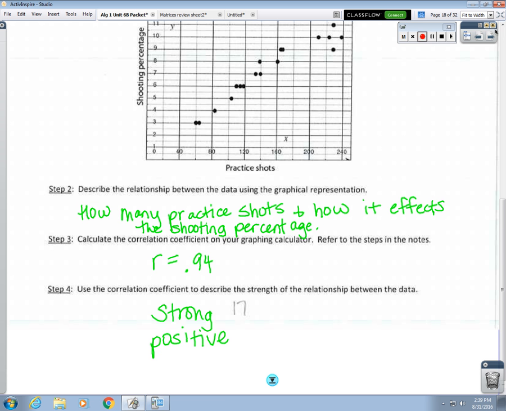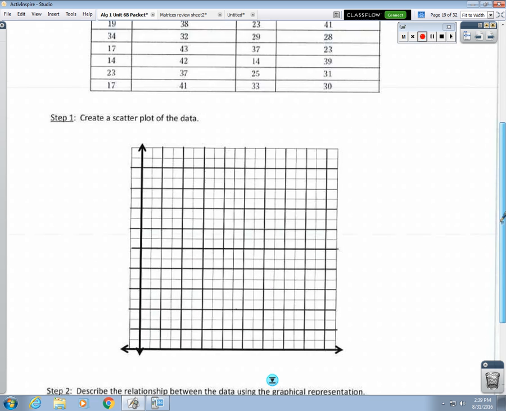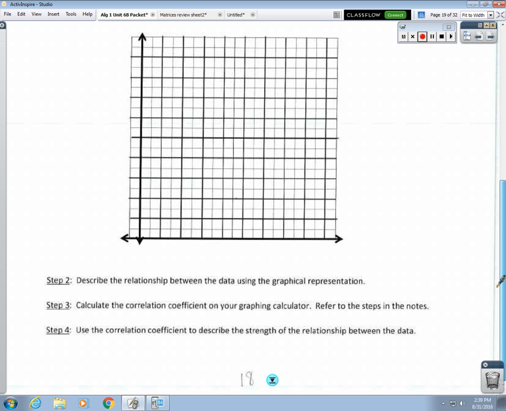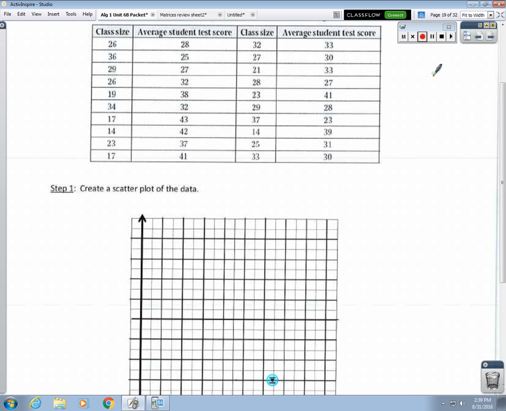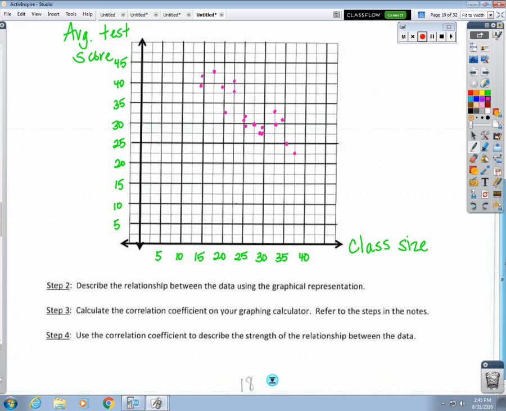Now in the next page, you've got a little more work to do. You have to do the scatter plot yourself and then answer the question. So take a few minutes to do that. Your scatter plot may look a little bit different than mine depending on how you numbered it, but everybody should be what kind of correlation? Strong negative.